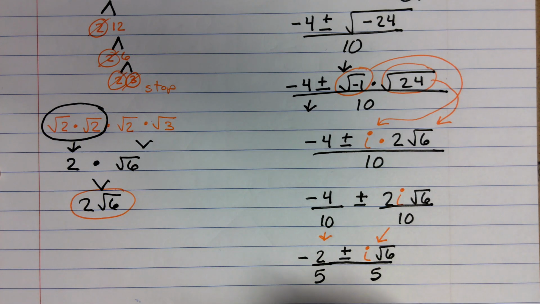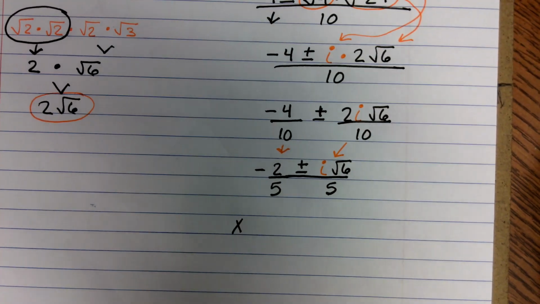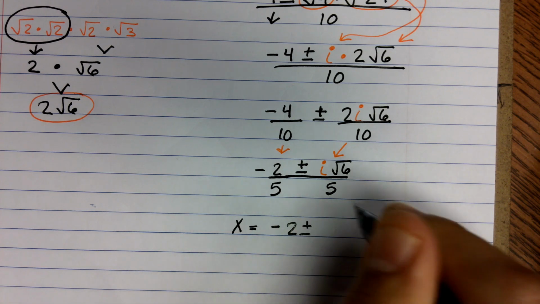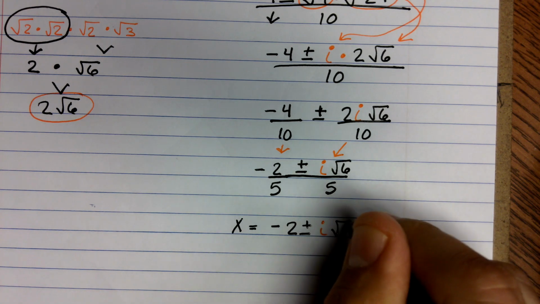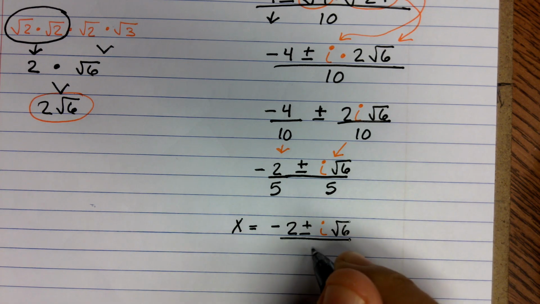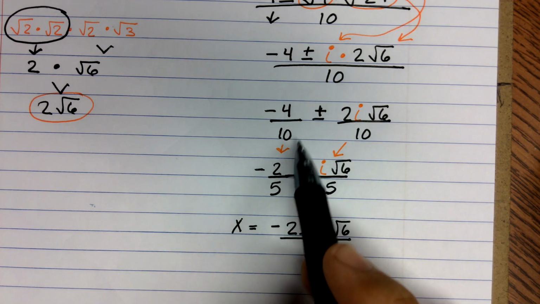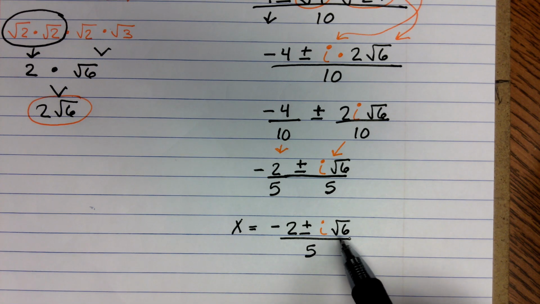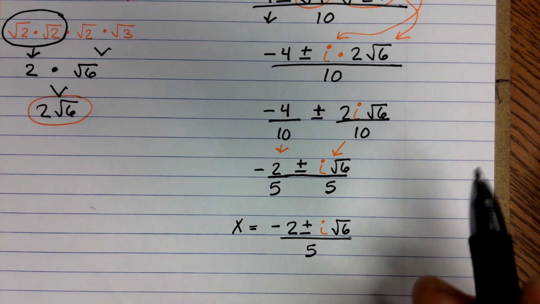So our final answer is x is equal to negative 2 plus or minus i square root of 6 over 5. Right? And I kind of written this like two different fractions, but I was just treating this as two different fractions and just writing them beside each other. And now I'm going to write my final answer out all nice and neat. So my complex solutions here, solutions are negative 2 plus or minus i square root of 6 divided by 5.